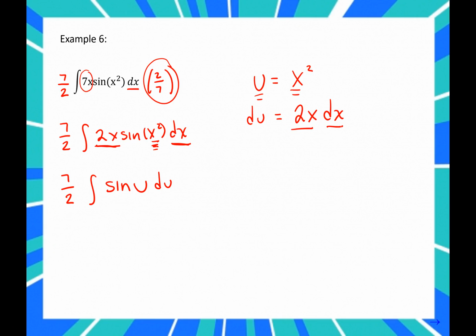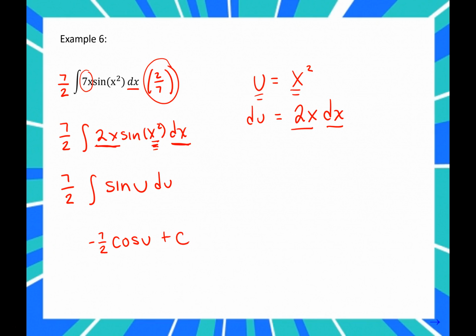All right, so let's go ahead and integrate this. So I'm going to guess cosine u. The derivative of cosine is not sine, it's a negative sine, so I've got to remember my negative, but I also have to bring down that 7/2.